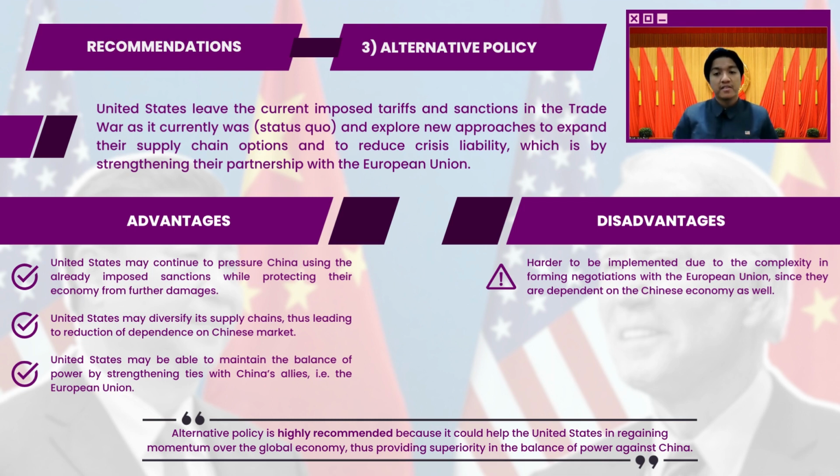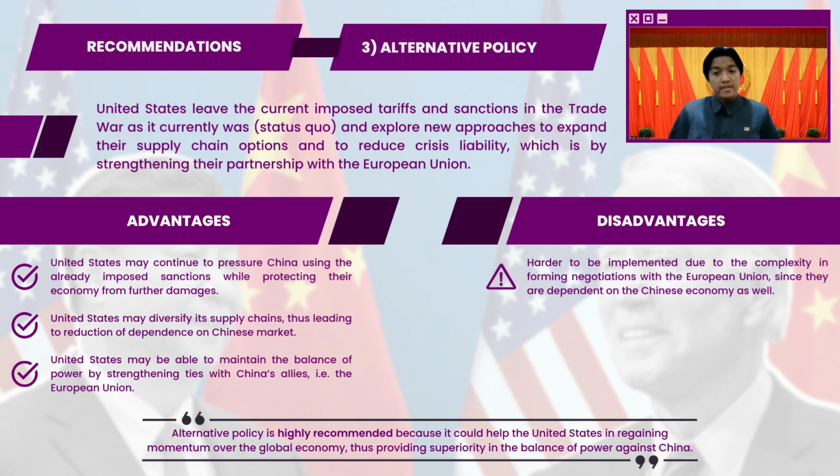This approach, however, possesses one significant disadvantage that could hinder the United States' effort in leveraging the current trade war. The apparent barrier will be in the form of formulating negotiations with the European Union that may be complex. This is because the EU, like the US, has also relied heavily on the Chinese market. In 2020, China became the European Union's largest trading partner, with the latest imports and exports surging by 5.6% and 2.2% respectively. Hence, it is improbable that the European Union would loosen its ties with China for the time being.